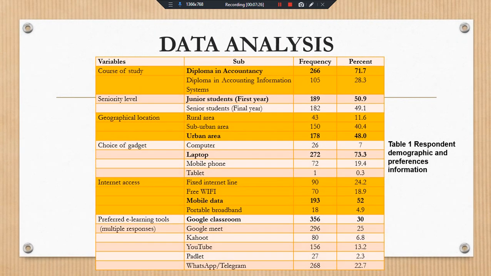So this is table 1, respondent demographic and preferences information. Based on analysis of demographic and preferences information, the majority of the respondents are undergraduate students taking the diploma in accountancy. The respondents are mainly junior or first year students. In terms of geographical location, students mostly stayed in urban areas when the e-learning was conducted.